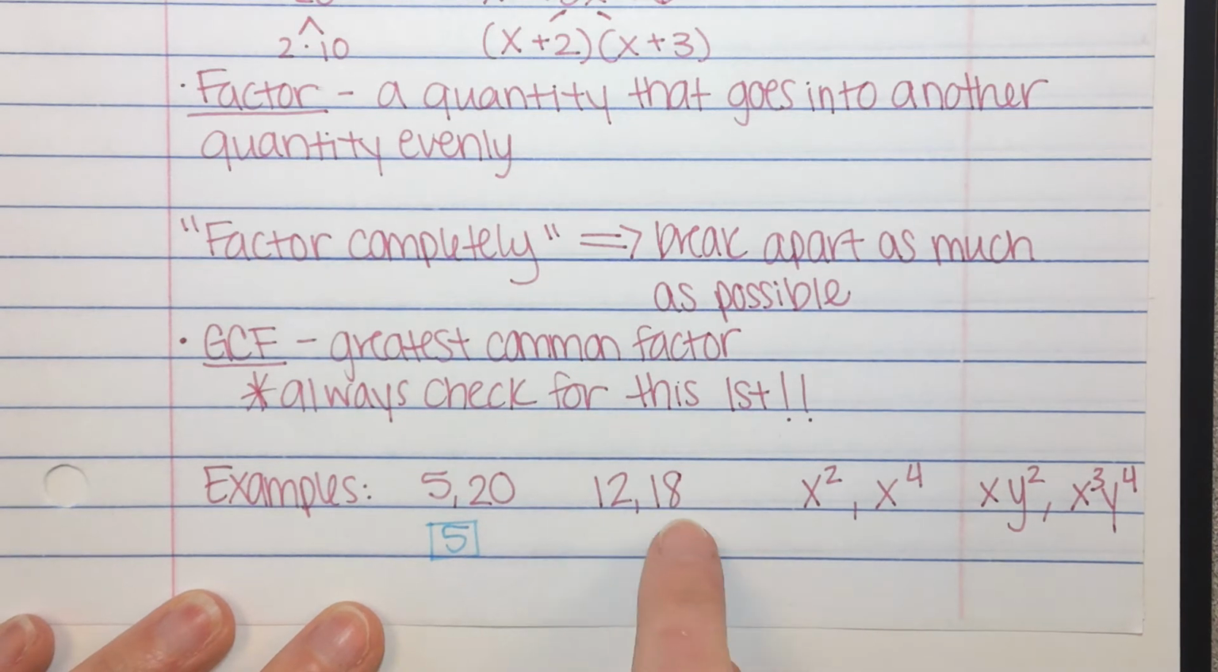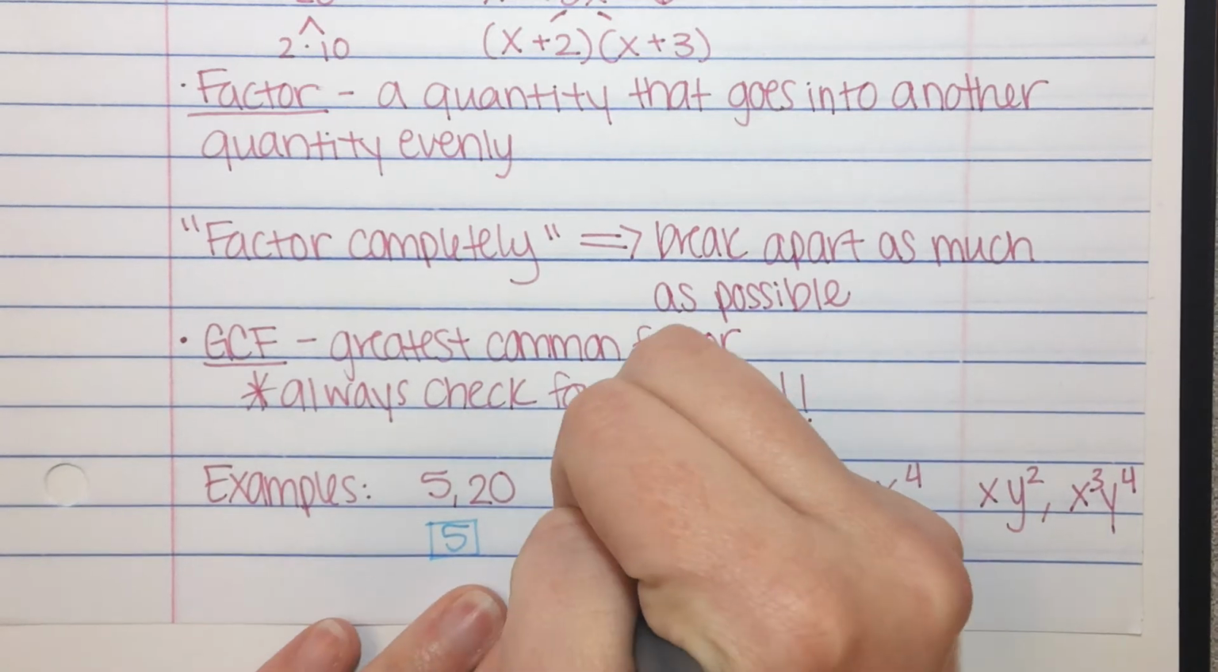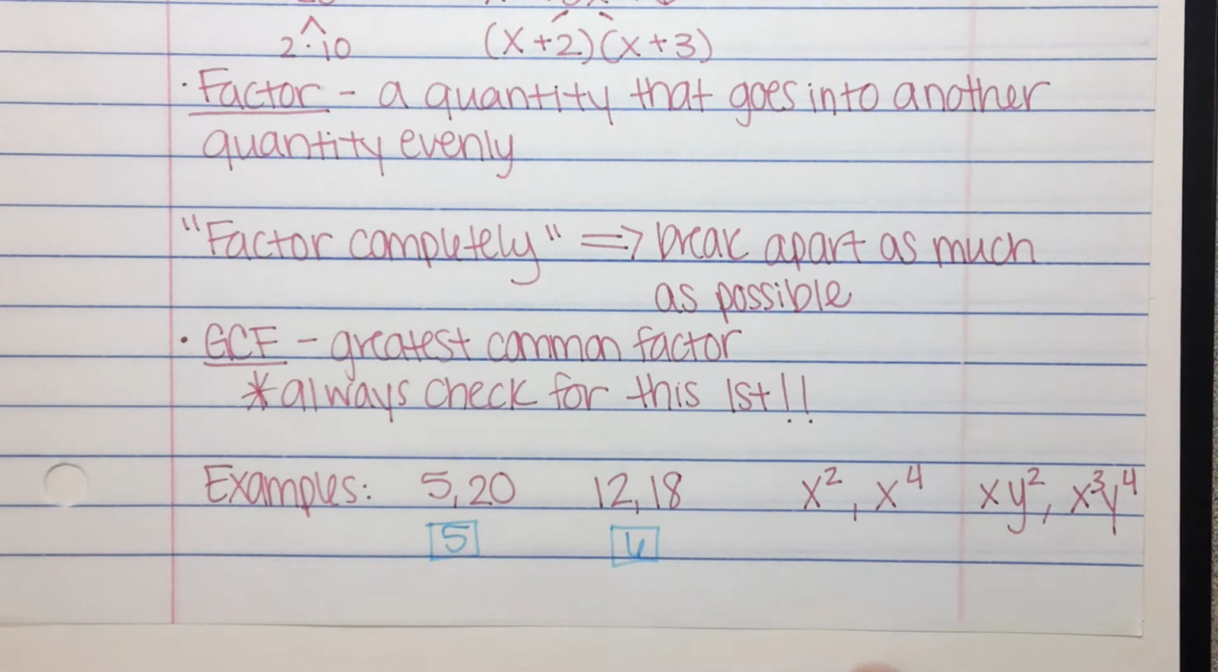What about 12 and 18? What's a number that goes into both of those? Okay, 2 goes into both, but is that the largest number? No. 3 goes into both, but that's not the largest either. What's a bigger number that goes into 12 and 18? 6. Okay, variables. If I have x squared and x to the fourth, that means I have 2 x's here and 4 here. How many can they have in common? They can have 2.